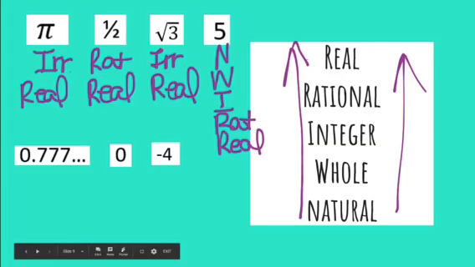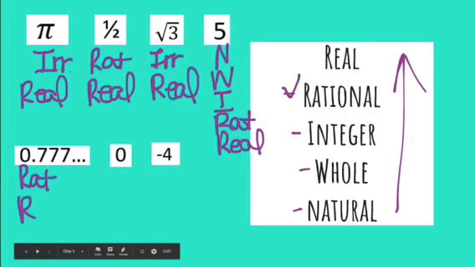Okay, let's start at the bottom again. When it comes to 7/10 repeating, 0.77777, we don't naturally count. It's not included in 0. It's not a positive or negative whole number. Okay, so it's not any of those. But is it rational? It repeats. It is. And it's also real.